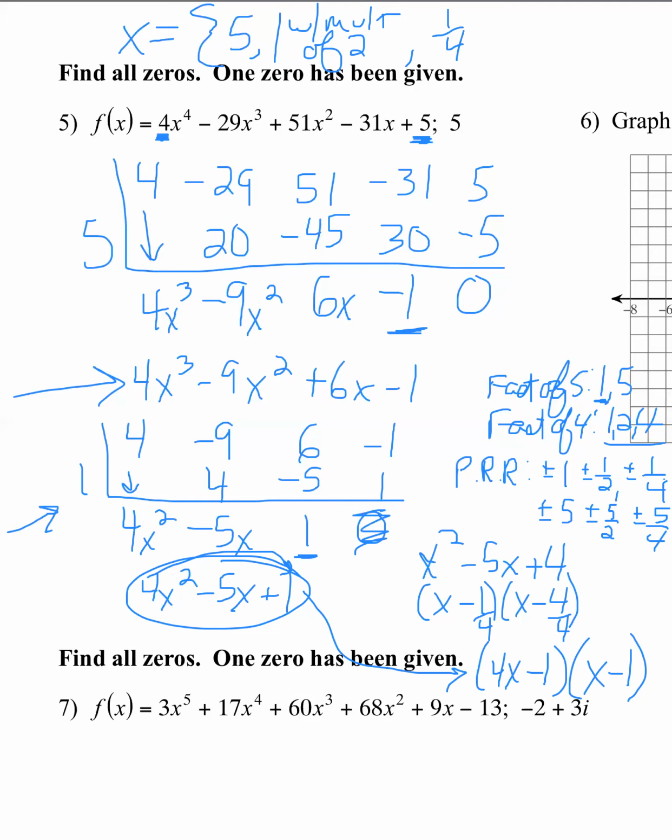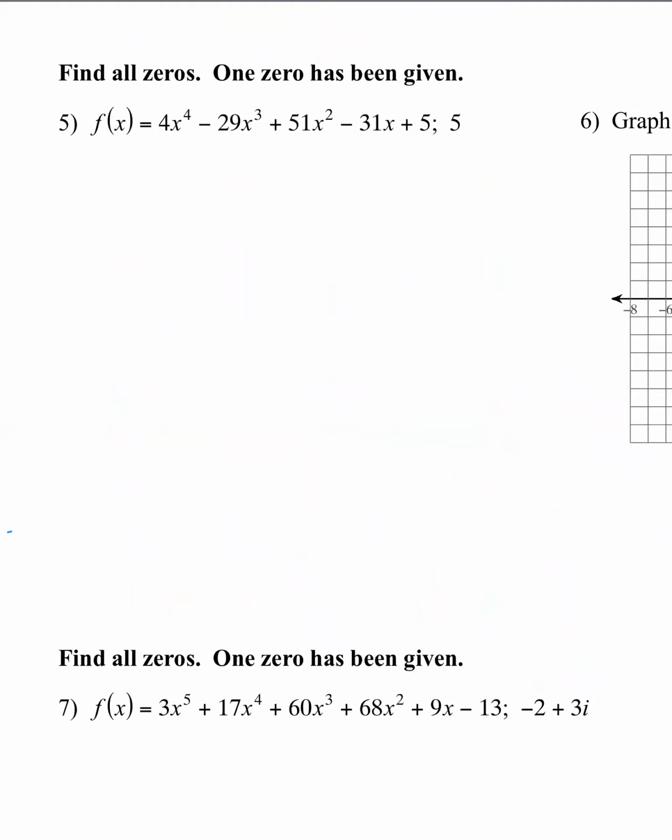Okay, now we're going to take those zeros that we just found and slide over to the graph and now put them on there. So it was 5, 1 with a multiplicity of 2 and a 4th. Okay, so I'm going to clear all this and move on over.